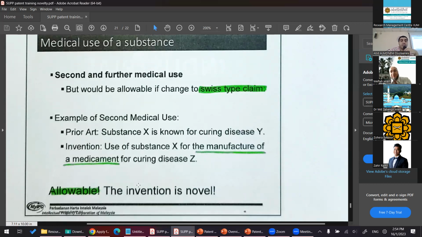This is some trick actually. They call it Swiss type claim. So for example, second medical use: substance X is known for curing disease Y. The invention is the use of substance X to manufacture a product for curing disease Z. This one can be granted. This is just twisting the way to write the claim. But it will be for the product that is used for curing the disease, like a formulation. You can get a patent for the formulation and make the formulation very wide to cover everything, then it can be granted.